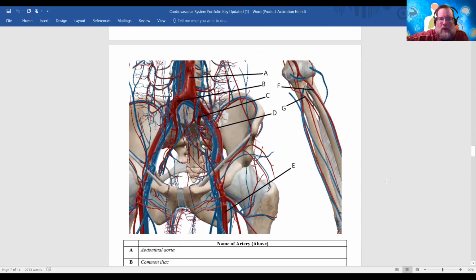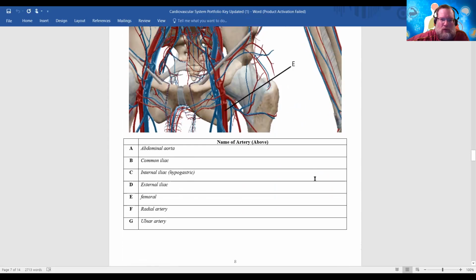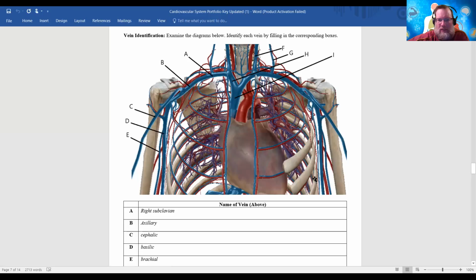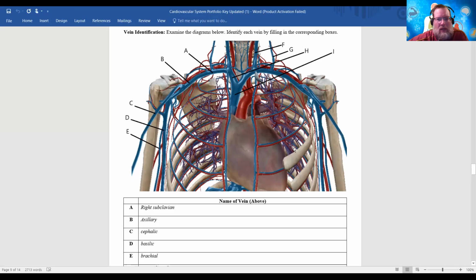For the most part, we're sticking to the lower abdominal region and the pelvic region. We do have a couple over with the arms. Again, we've got the ulna and the radius, so they just call these the ulnar and radial arteries. And then we've got some major veins. Again, no tricks or anything, nothing crazy with these.